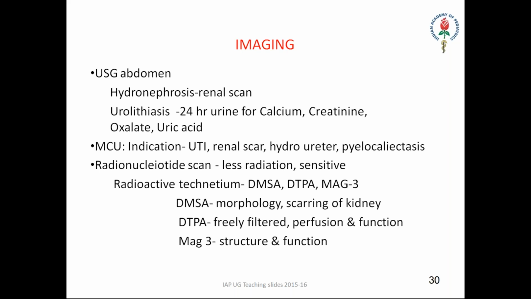DMSA, remember M for morphology of the kidney, scarring of the kidney is seen. DTPA, P for perfusion and function, free filtration and function. Remember, DTPA scan, and MAG3 is for the structure and function. These are the imaging for hematuria.